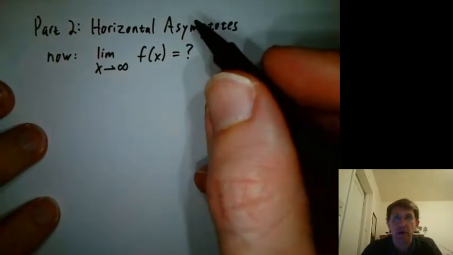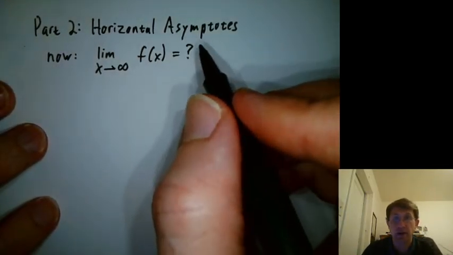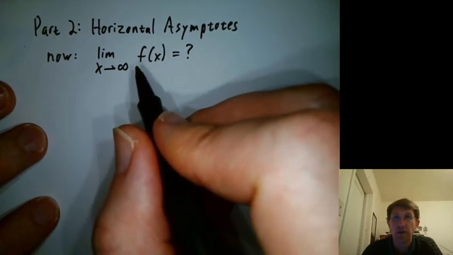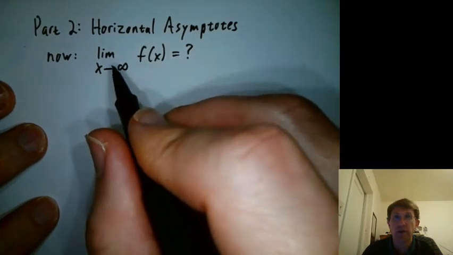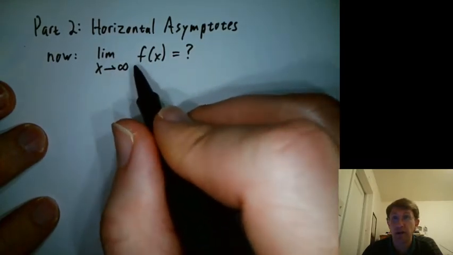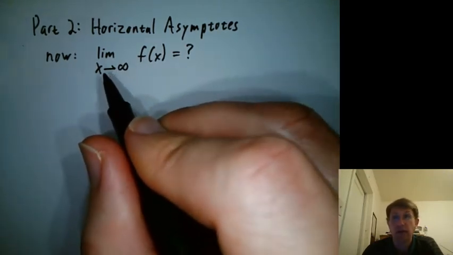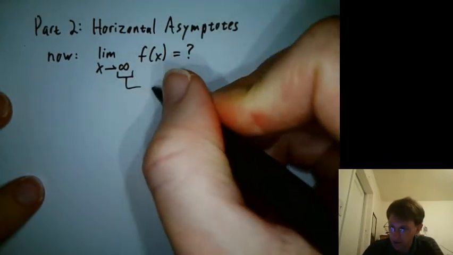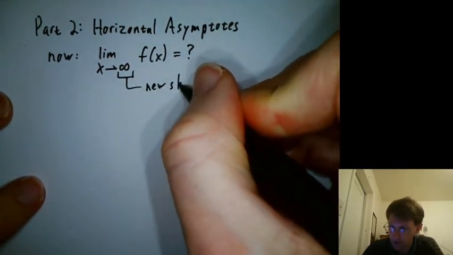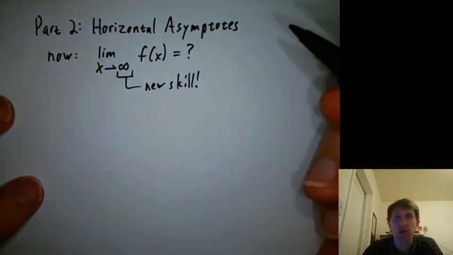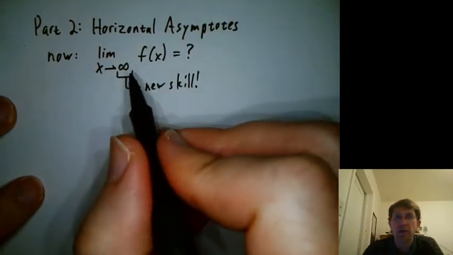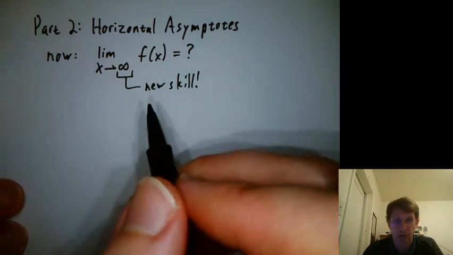All right, part 2 of chapter 1.6 is about horizontal asymptotes. So the thing we're going to be able to write now is the limit as x goes to infinity of f of x. We used to say x goes to 0 or x goes to a, where a is some finite number. So this idea right here is our new skill, our new concept: what happens as time goes to infinity, for example.